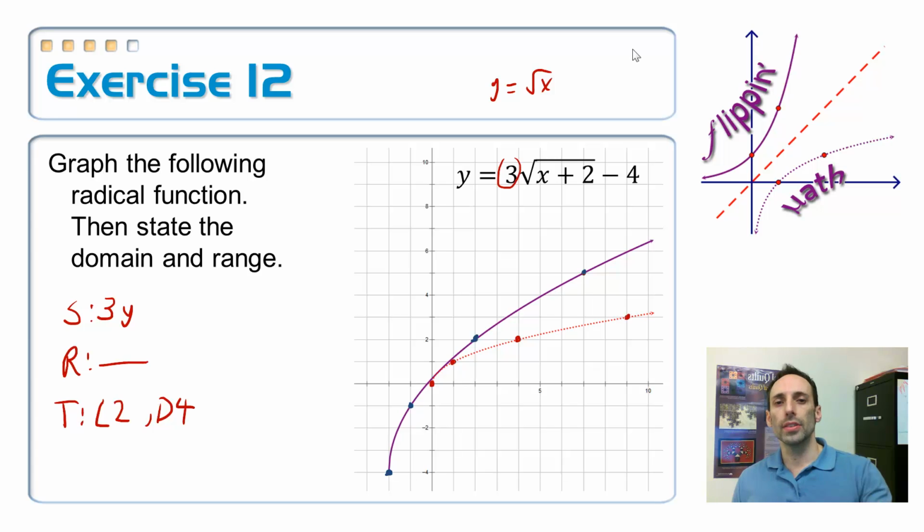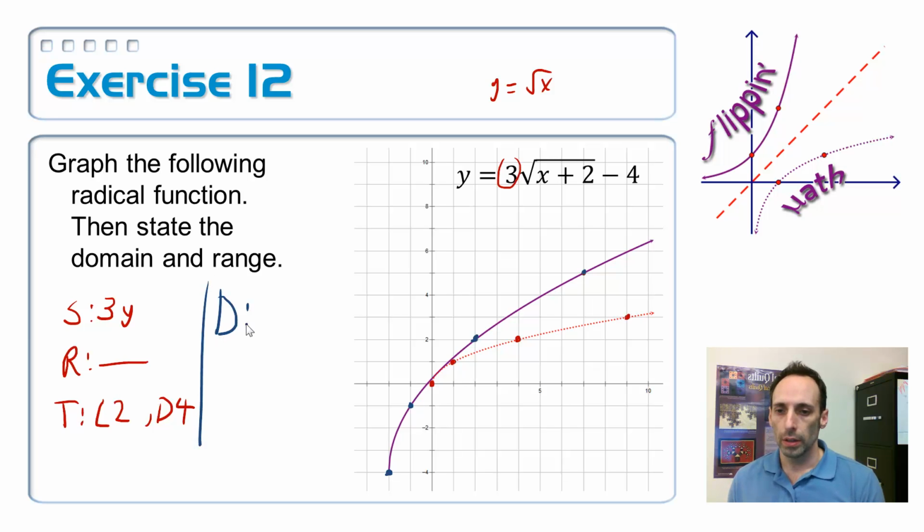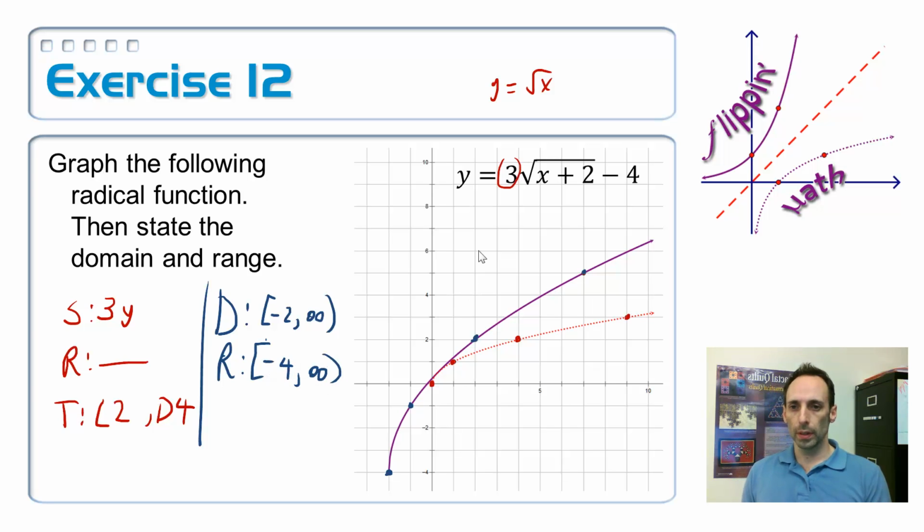Okay, so then the last thing that I want to do is define what the domain and the range is. So the domain, if I look from left to right in my graph, the smallest number that I have here is -2, and it goes to infinity. So bracket -2 to infinity. For my range, the smallest number down below that I have is -4, and it goes up to infinity. So -4, infinity.